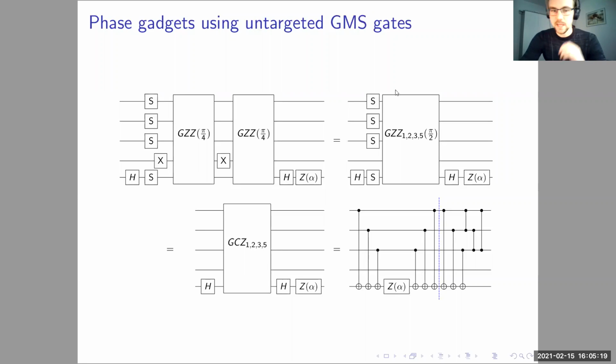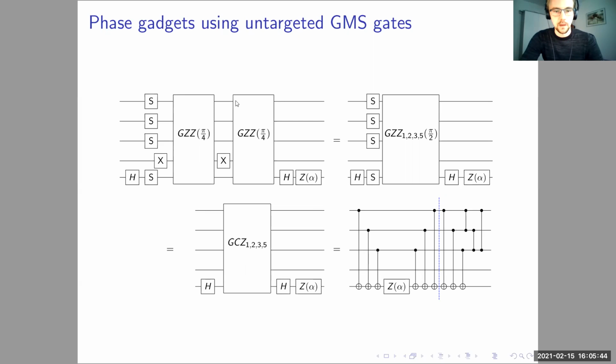So now the next step is implementing phase gates using untargeted gates, and this is just a simple adaptation of the thing we had before. So these last two steps are the thing we had before, right? We had this GCZ gate acting on the qubits that the phase gate acts on, and then we get the desired outcome up to some Clifford gates. The only change we make now is how we get to this GCZ gate.